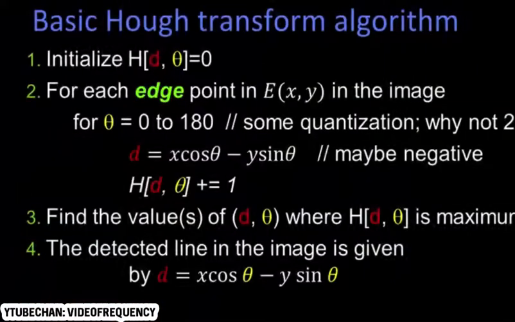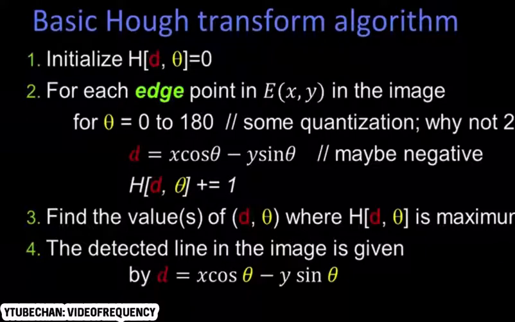After you've done all the voting, you find the values of d and theta where h of d, theta is a maximum. So you want to find these peaks. By the way, in MATLAB, there's a function called Hough peaks, which you're not going to be allowed to use because you're going to have to write your own peak finder. All right? Well, anyway, let's assume you found just one d and theta. Well, the line itself would be d is equal to x cosine theta minus y sine theta. Get it? That's all there is to finding these lines given the edge points.